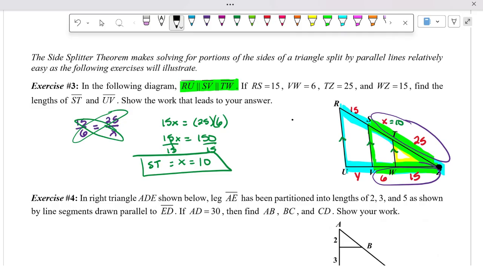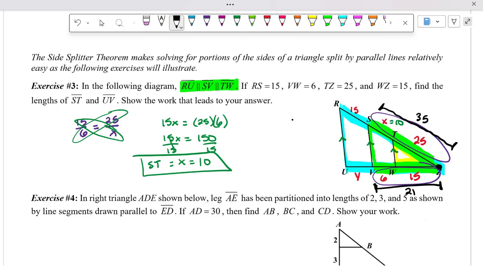I'll give you a hint, it's already circled. You're going to add 6 and 15 to get the full side of the green. And I'm going to add what? The 10 and 25 to get the full side of the other side of the green. So 6 plus 15, that's 21. 25 plus 10, that's 35.